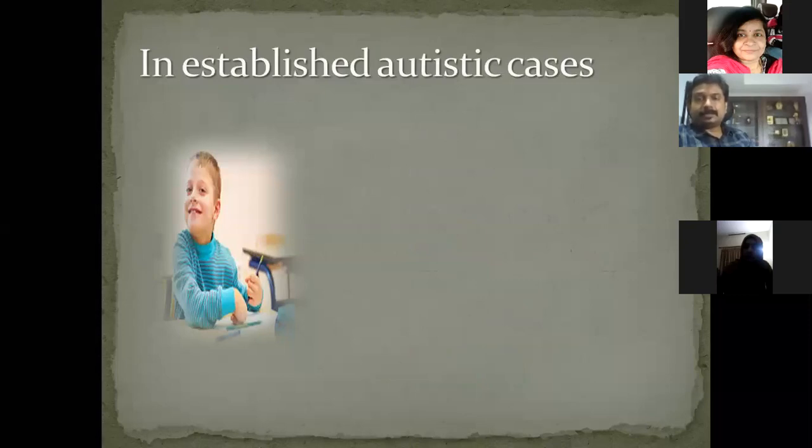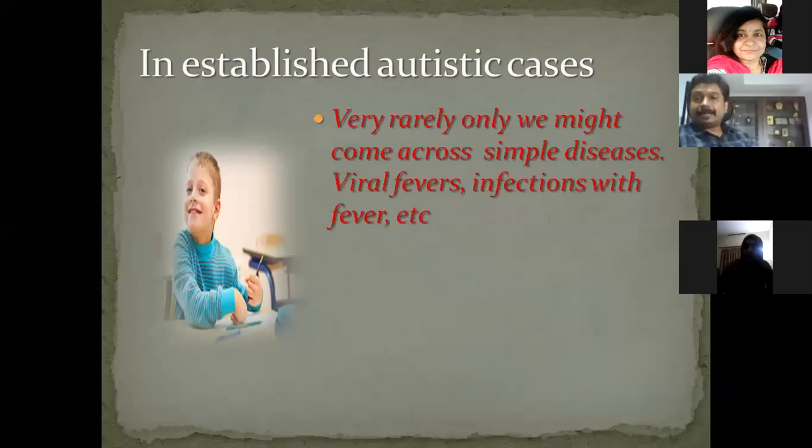In every established autistic case, if we observe clearly, very rarely might we come across simple diseases or viral fevers or infections with fevers. I hope it is a known fact, at least among those who are really into these sorts of cases. If you analyze or think, we can rarely come across simple diseases like infections with fevers. That means simple infections are very much less in established autistic cases.